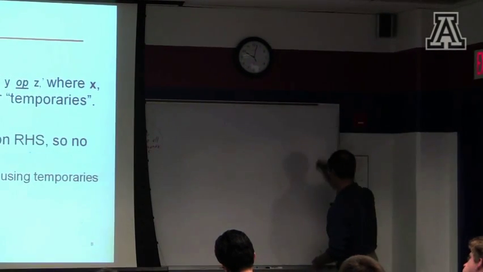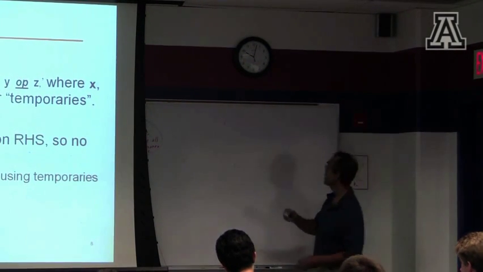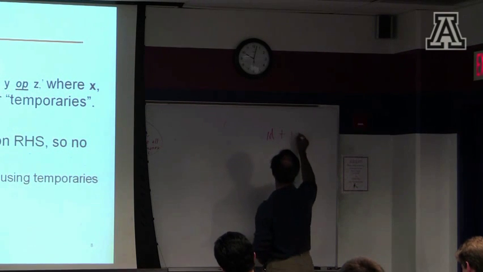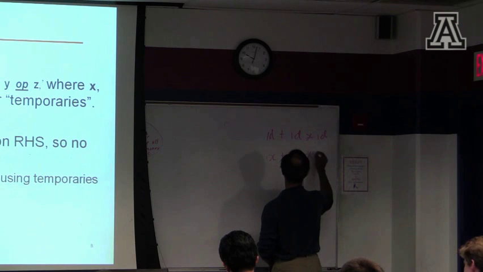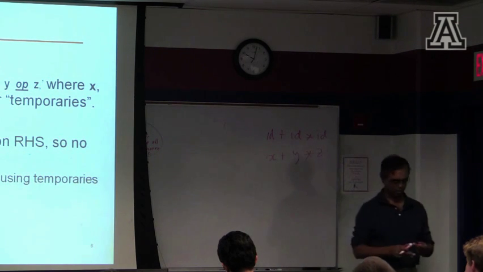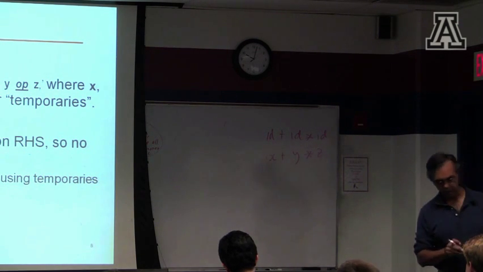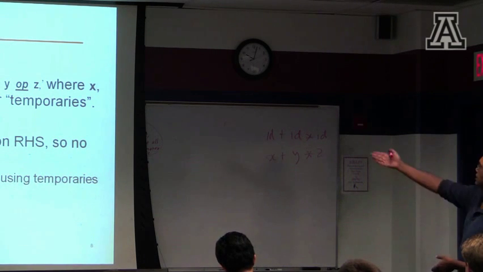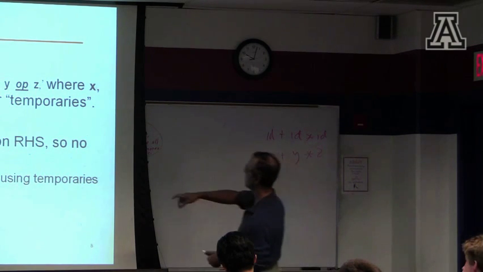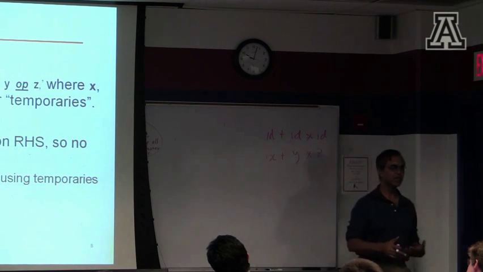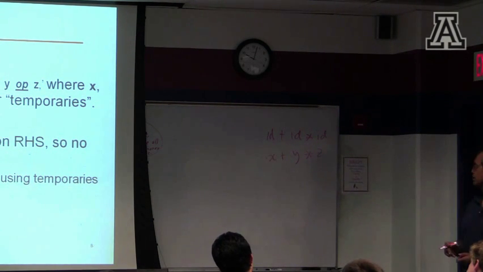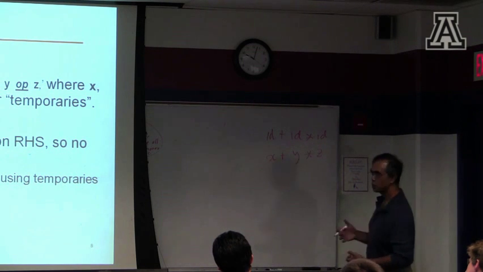So I'll fall back on my canonical friend, ID plus ID times ID. So let's say X plus Y times Z. Here's an expression in a program. How do I encode this, given that I'm not allowed to have built-up expressions? So think about it for a little bit, not very long even. You find that you don't really have a choice, right?